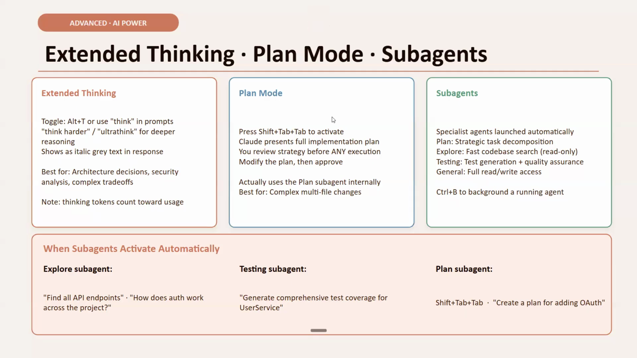If you press Shift Tab, you'll go into plan mode. Claude presents a complete implementation plan: what files it will create or modify, in which order, and why it is doing so. You'll see the full strategy before a single file is touched. You can modify the plan in plain English if you want to change it, then approve. Nothing executes until you say yes. And the plan mode uses the plan sub agent only.